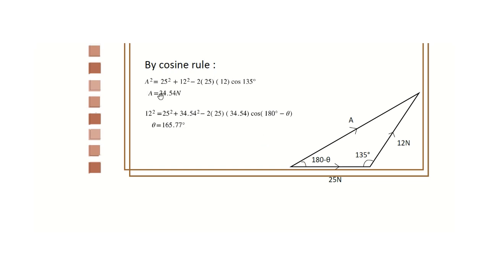So calculate by using the cosine rule. Here we get A equal to 34.54 Newton, and then theta, this theta also we can use the cosine rule. So theta here is 180 minus theta. Okay, calculate, then we get theta equal to 165.77 degrees.